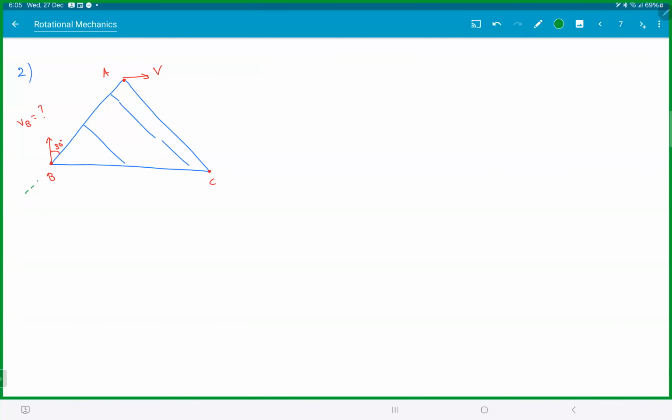So draw the line along AB. This would be 60. So this would be V cos 60. This would be VB cos 30. So V cos 60 is VB cos 30. So VB will be V by root 3.